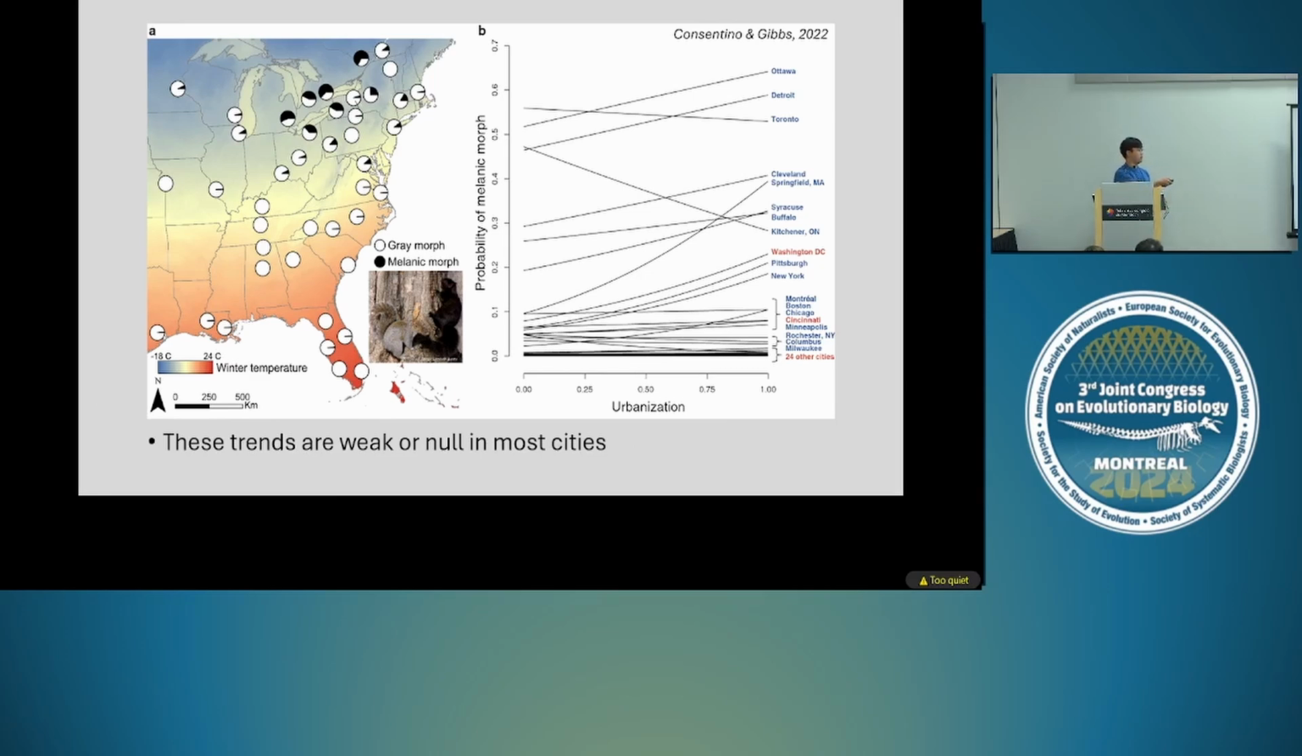The problem, though, and the one that I'm trying to understand, is why for maybe the majority of cities, we don't really see that much of an increase in melanism with higher urbanization. In Montreal, there is basically no relation between melanism and urbanization. So that is the question: is there any spatial structuring in this city in particular?